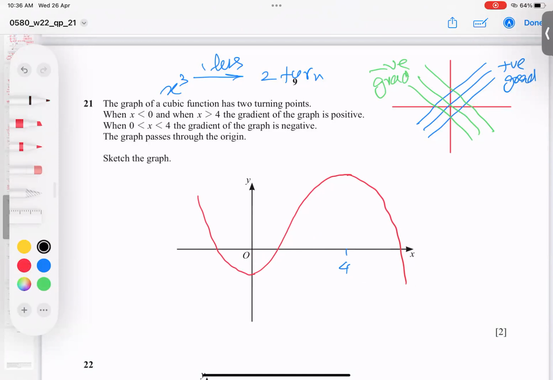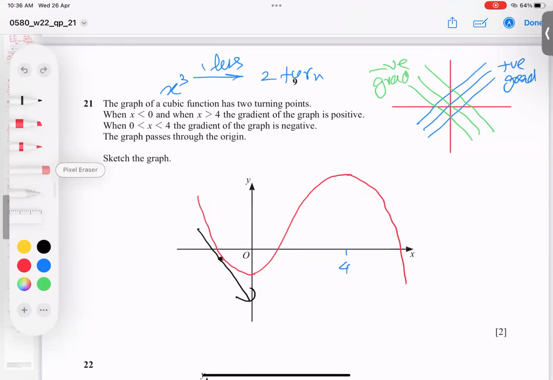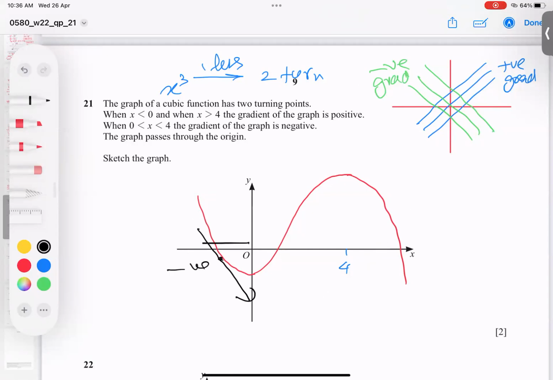Get ready, please. At this point, this is a 0. He said less than 0, so less than 0 means backwards. It means this part of the curve. If I draw a tangent here, is this tangent parallel to the green line? Yes. It has a negative gradient. So less than 0 gives a negative gradient. But what he said, less than 0, has a positive gradient.